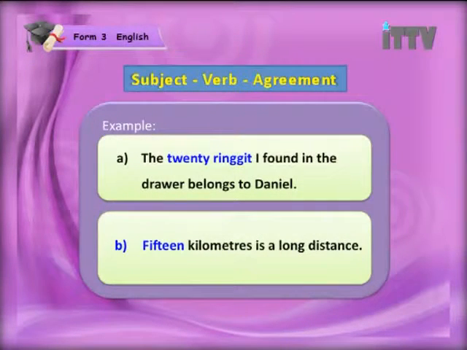The 20 ringgit I found in the drawer belongs to Daniel. The second example, 15 kilometers is a long distance.